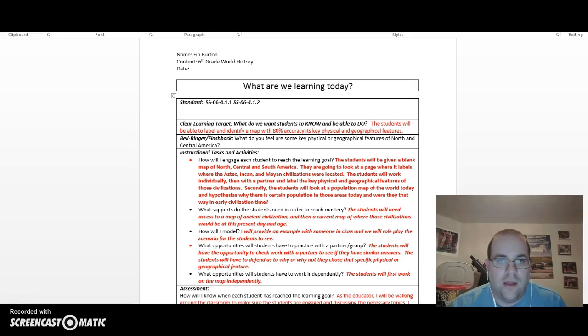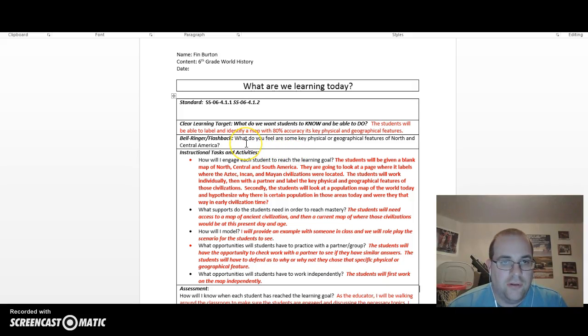So again, going to what we've done since yesterday or whenever you're watching this, here are the standards that you guys are going to be expected to learn. This is how it connects to our everyday learning in the classroom. So here's what we're going to be doing today. The students will be able to label and identify on a map, with 80% accuracy, its key physical and geographical features.